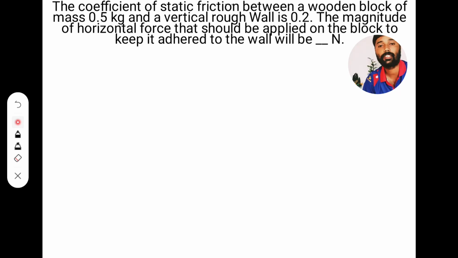Okay, today I am taking one problem. It was asked in JEE Main exam, in JEE Main 2021, shift 1. The question is from laws of motion.